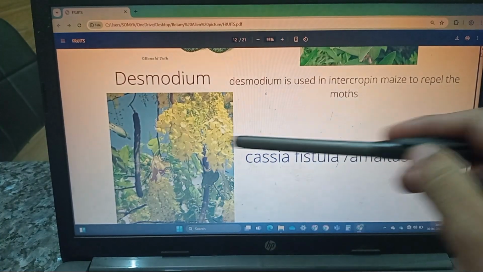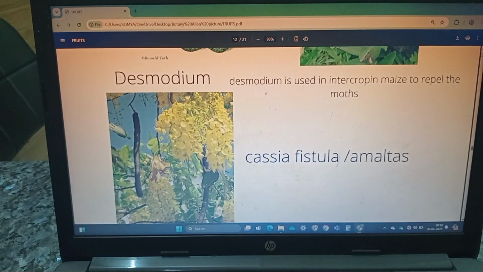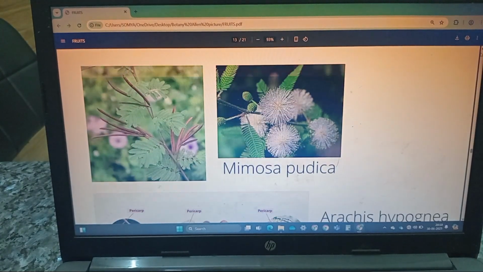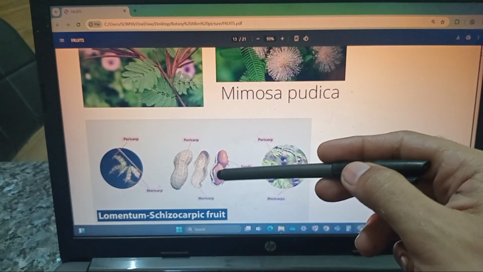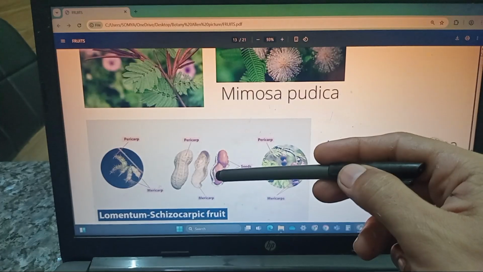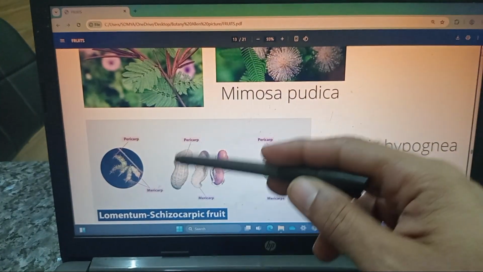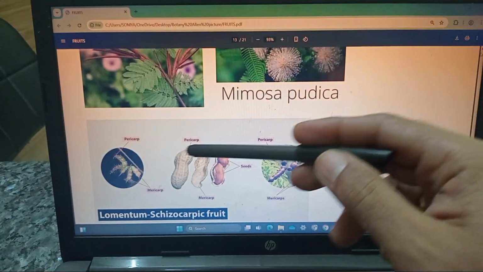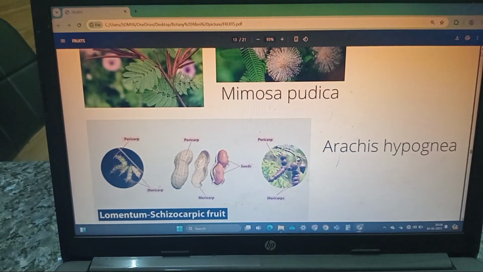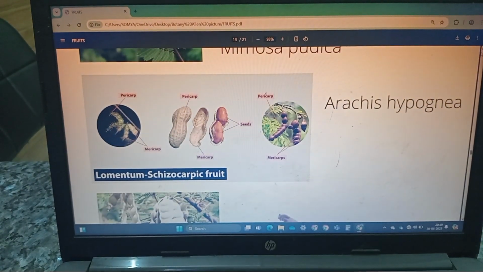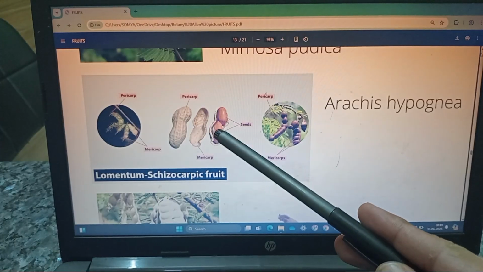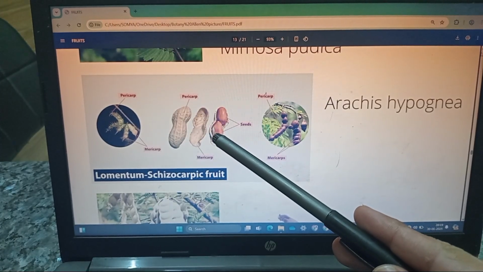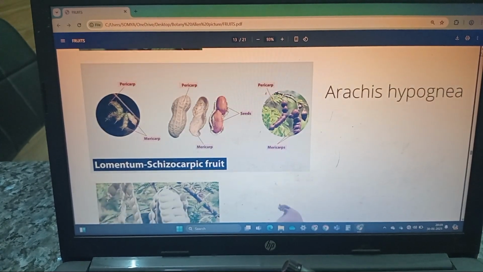Found in your cassia, found in groundnut. So both of these are mericarps, right? And this fruit is lomentum. The groundnut is called Arachis hypogea. The oil we get from the groundnut is called Arachis oil. This is Arachis hypogea, its scientific name of groundnut.